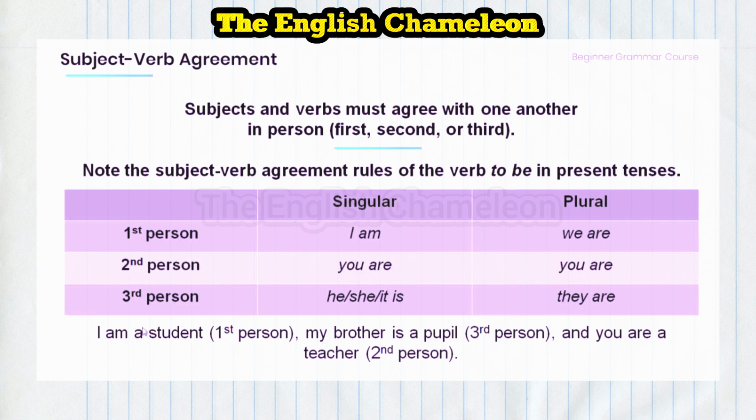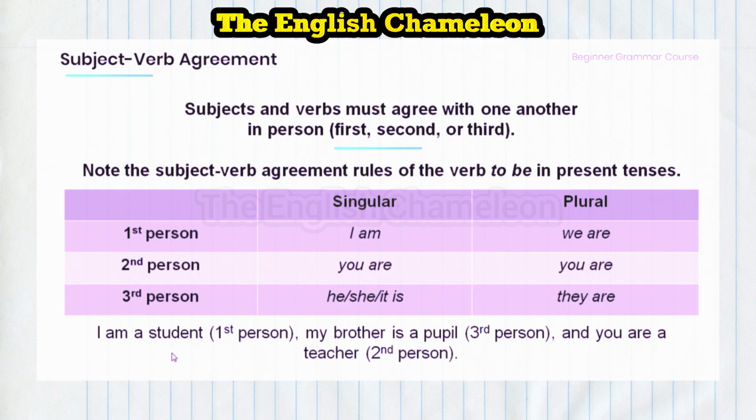Have a look below and note the subject-verb agreement rules of the verb to be in the present tense. In the first person, singular, I am. Plural, we are. Second person, singular, you are. Plural, you are. Third person, singular, he, she, it is. Plural, they are.